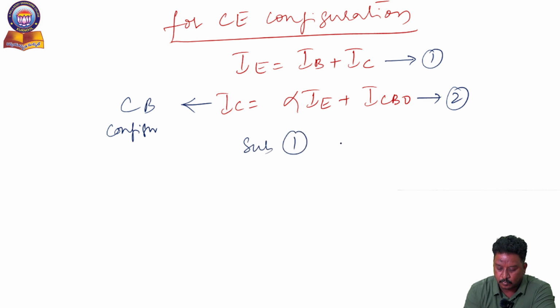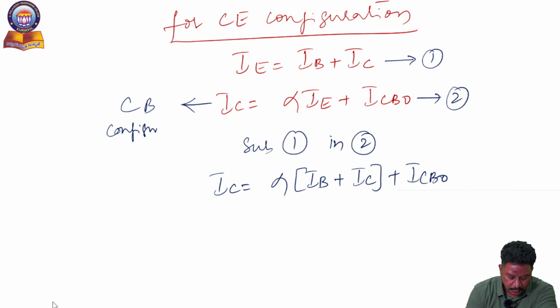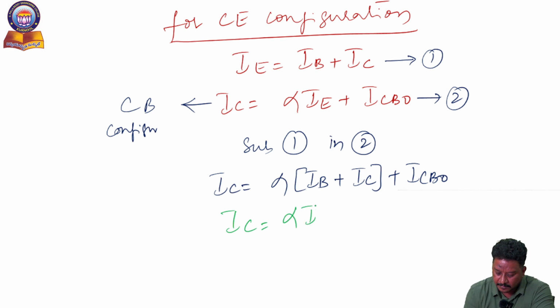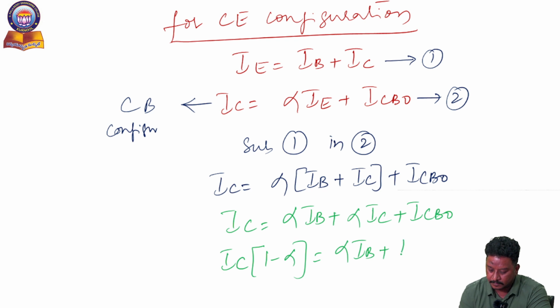Substituting equation 1 in equation 2, IC is equal to alpha times, in the place of IE, IB plus IC, plus ICBO. Now I am trying to separate the IC terms on one side. So IC is equal to alpha IB plus alpha IC plus ICBO. So IC of 1 minus alpha equals alpha IB plus ICBO.